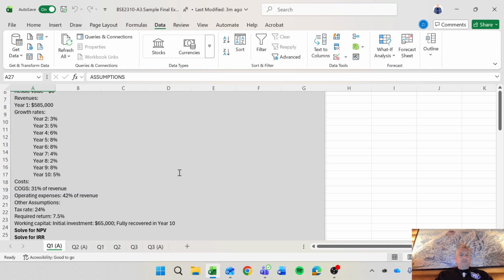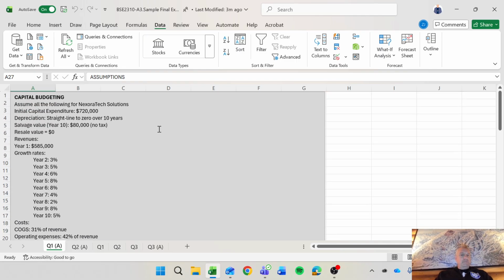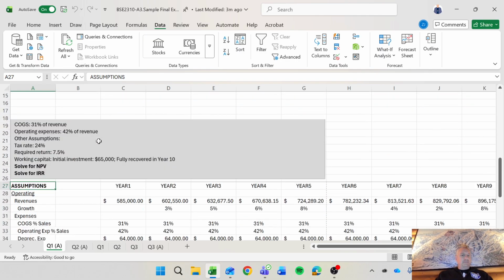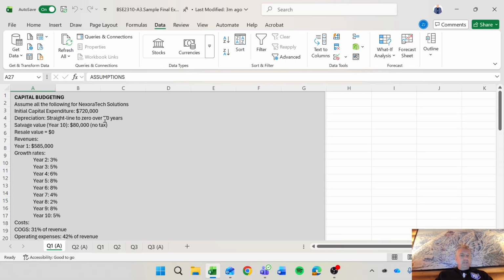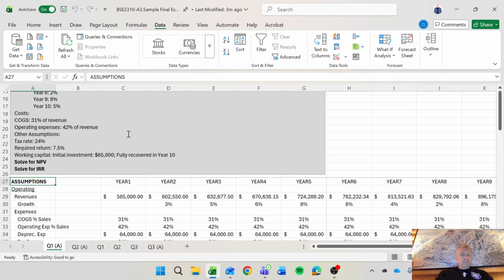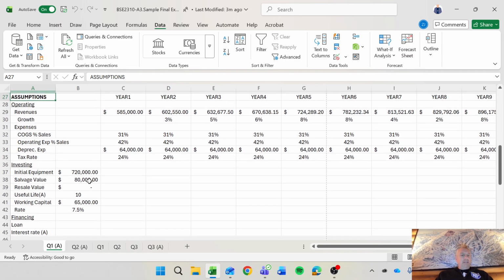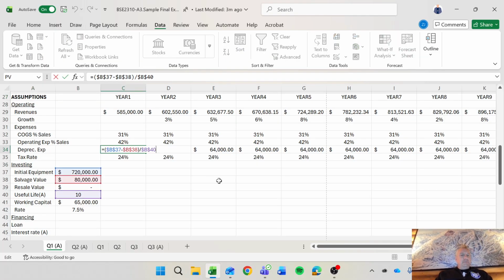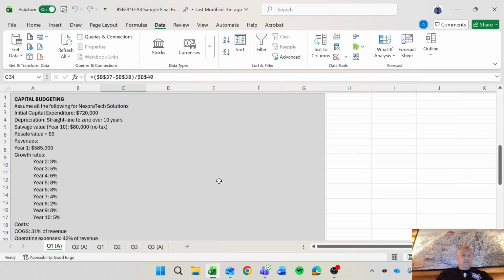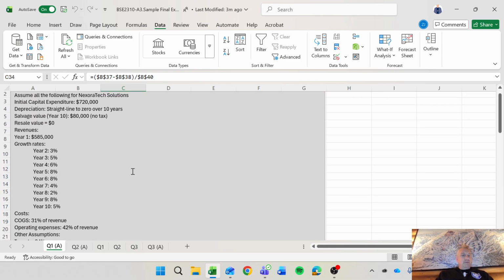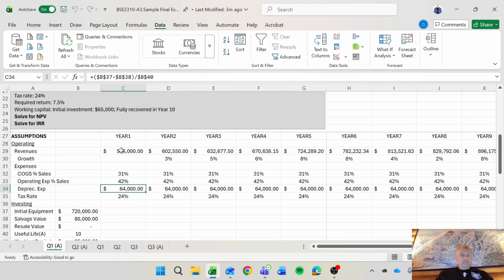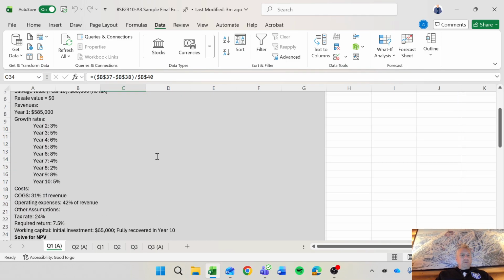Let's see if I can't walk you through some of this really quickly. So we have initial capital expenditure of $720,000. It's going to last over 10 years with a salvage of 80 and no resale value. That's going to give us then depreciation, which will be $64,000 a year.